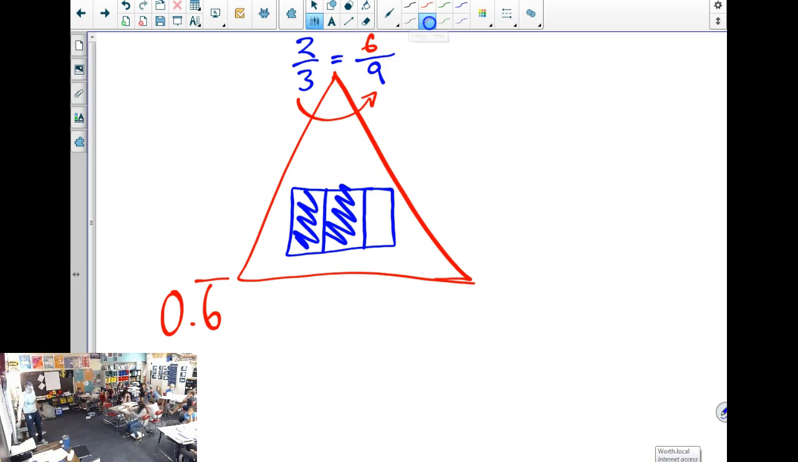You ready for another trick? And then that'll be the end of class. To convert a decimal into a percent.